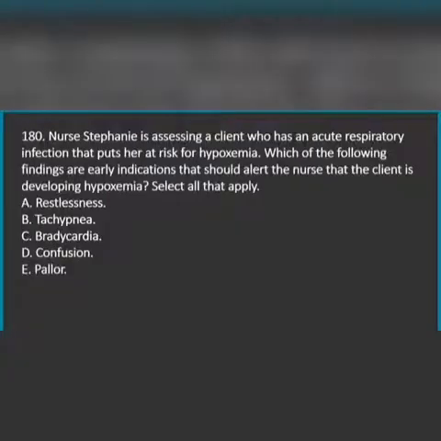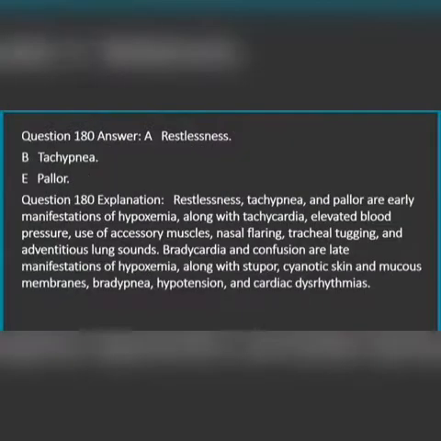Option 1. Question 180. Nurse Stephanie is assessing a client who has an acute respiratory infection that puts her at risk for hypoxemia. Which of the following findings are early indications that should alert the nurse that the client is developing hypoxemia? Select all that apply. A. Restlessness. B. Tachypnea. C. Bradycardia. D. Confusion. E. Pallor. Question 180. Answer: A. Restlessness. B. Tachypnea. E. Pallor.